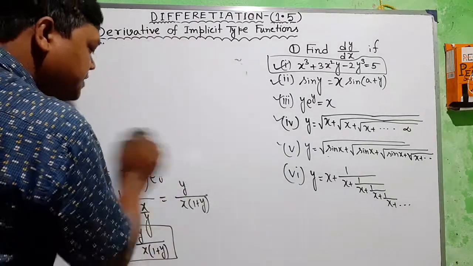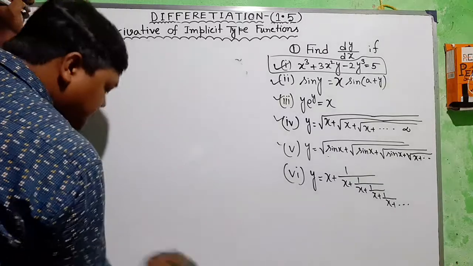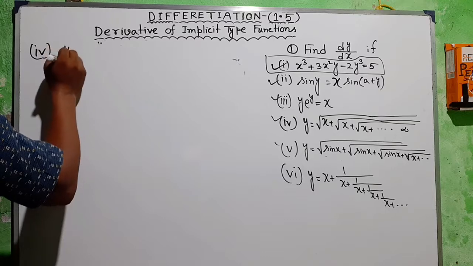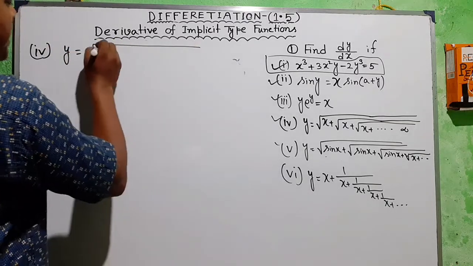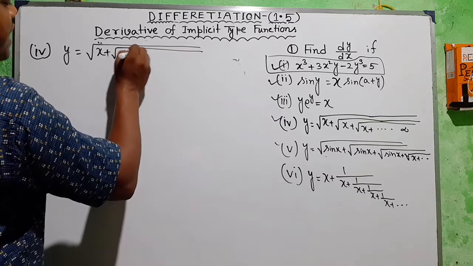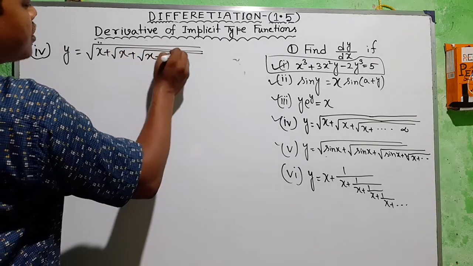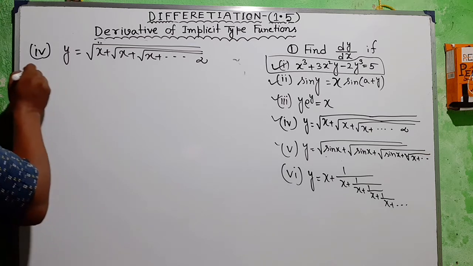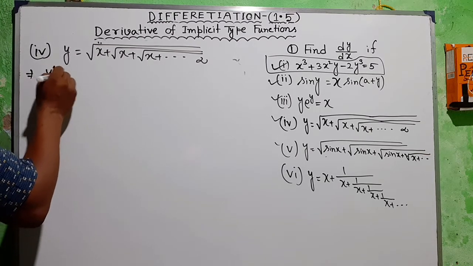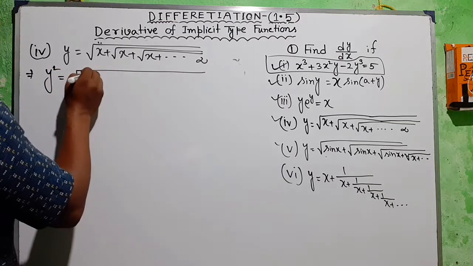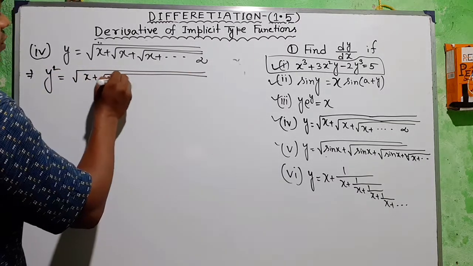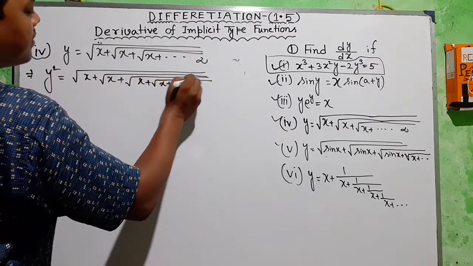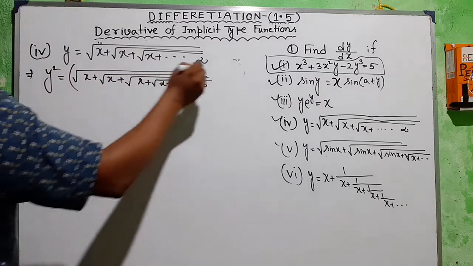So problem number 3 has been solved. Problem number 4, 5, 6 all are same, but problem number 4: given that y equals square root of x plus square root of x plus square root of x and so on up to infinity terms. So now we have to differentiate with respect to x. So now squaring both sides, y² equals (square root of x plus square root of x plus square root of x and so on up to infinity terms) whole square.